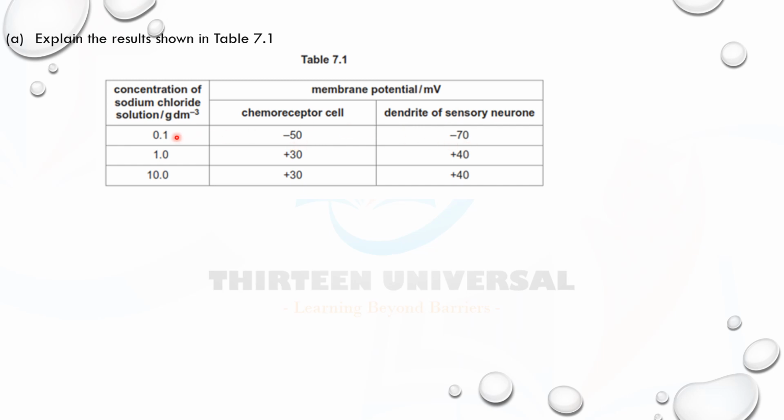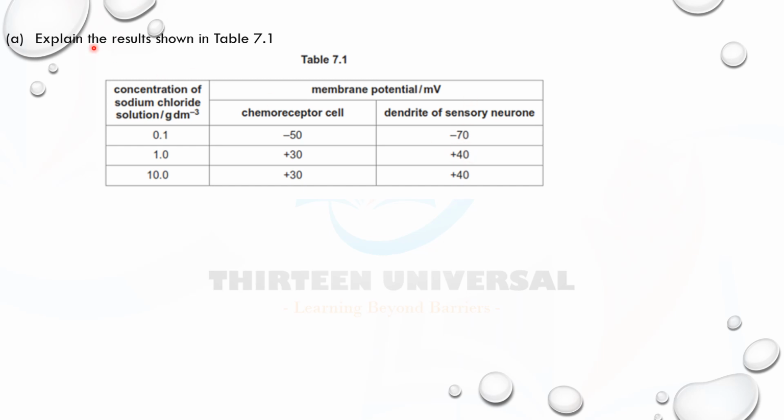But look at this. As the concentration increases from 0.1 to 1.0 and then 10.0 gram per dm cubed, what is happening here? You can see that the membrane potential changes from minus 50 to plus 30. So depolarization occurs, and therefore an action potential is generated. This is a peak action potential. Because an action potential is generated here, you can see that an action potential is also generated here.